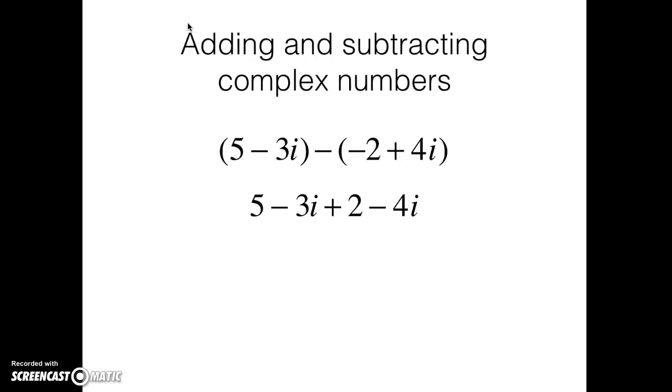We have real numbers and imaginary numbers. So you're going to do the real numbers first. 5 plus 2 to get 7. And then -3 minus 4. For the imaginary numbers, we end up with -7i. So again, you combine any real numbers together, and you combine any imaginary numbers together to get your final answer.